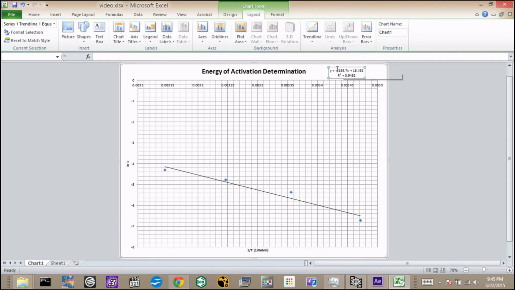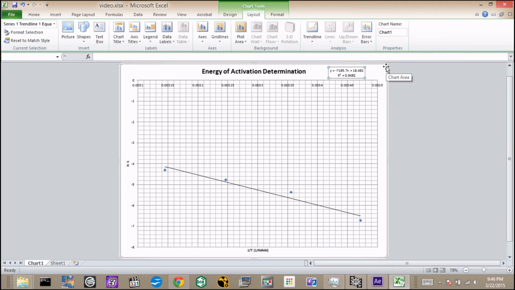And this, the slope of the line, is actually the negative energy of activation over R. So from this, you can actually work out the energy of activation relatively directly. It should be in the neighborhood of between 50 and 60 kilojoules per mole. Keep in mind that the R value that you get, 8.31 joules per mole Kelvin, is not in kilojoules.